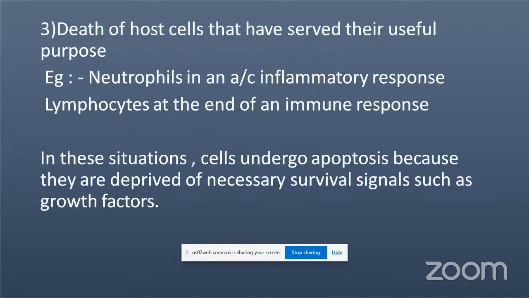The third one is death of host cells that have served their useful purpose. Examples: neutrophils in an acute inflammatory response and lymphocytes at the end of an immune response. In this situation, cells undergo apoptosis because they are deprived of necessary survival signals such as growth factors.